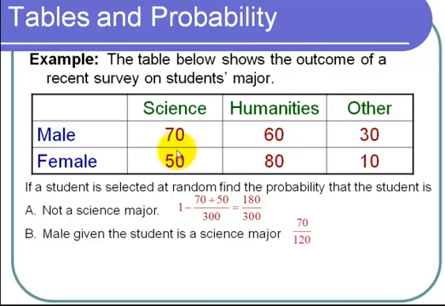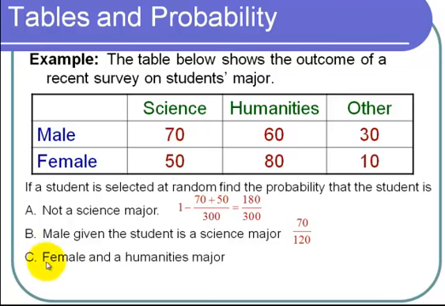To do that, we just say, well, how many males are there amongst the science majors? There's 70. And how many science majors are there? That's 70 plus 50 is 120. And that's it. It's very easy if you know what to do, but it's also very easy to get confused. So when we have a problem that's asking for a given, so we're given information, that means we're restricting the population to just these science majors.